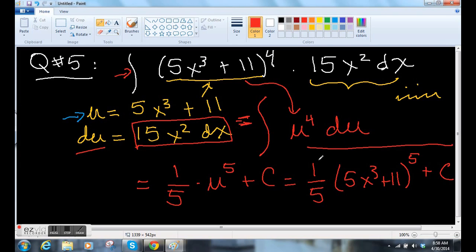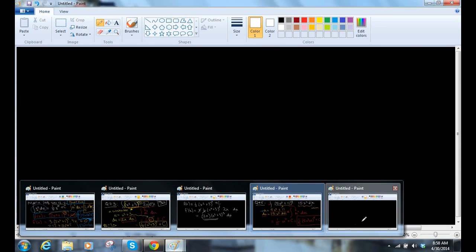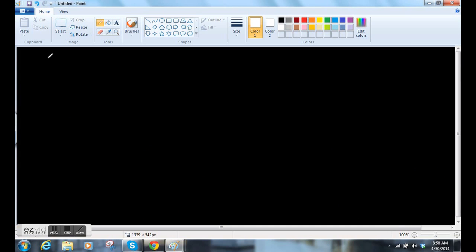And that's your answer. So it's complicated in the sense that you have to do this u substitution. But once you get to this part, it's not really a lot more. So here's another one for you. Question 11.